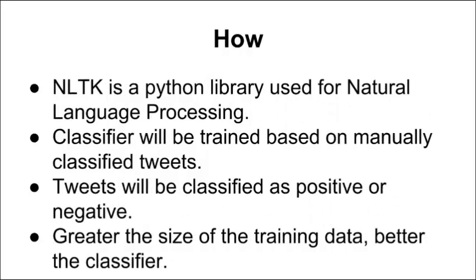Now, how are we going to do this? We're using NLTK. It's a Python library used for natural language processing. So we have a number of tweets in our case that are manually entered, and they have been classified into two categories, either positive remarks or negative remarks. Now these tweets will be used as training data for the classifier, and we'll be using a naive Bayes classifier in this case. So we'll be training the classifier based on these tweets that have been manually entered, and once the classifier is trained, we'll be able to predict for future sentences that okay fine, this is a positive remark or this is a negative remark, and so forth.